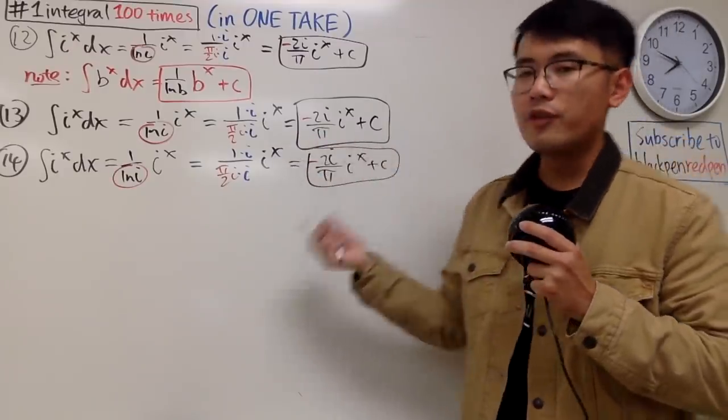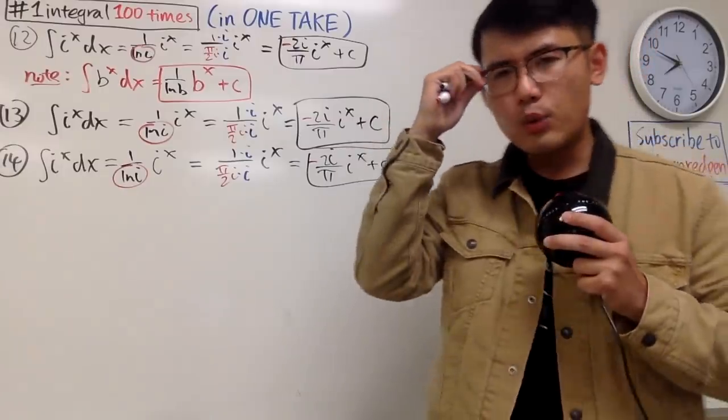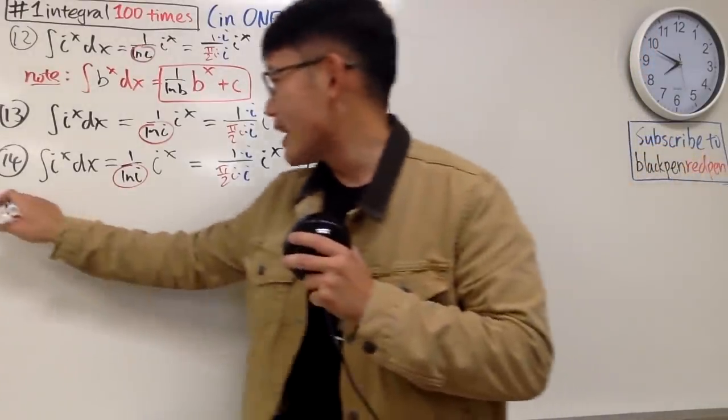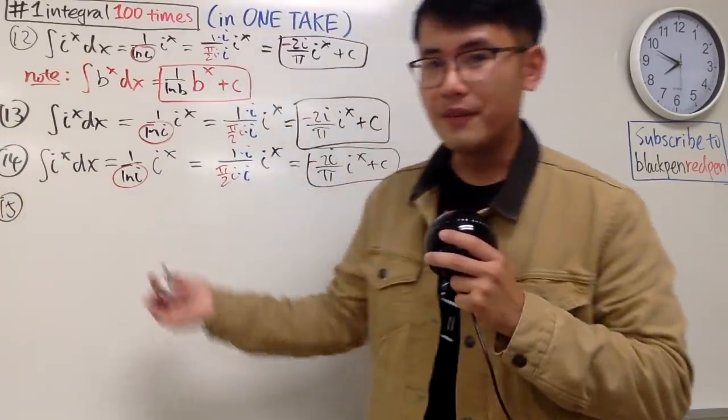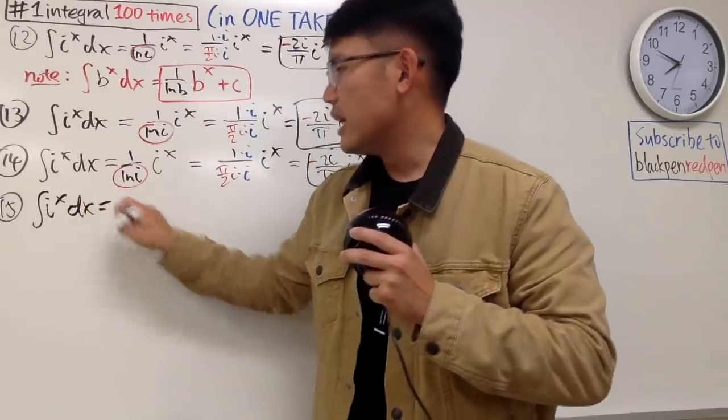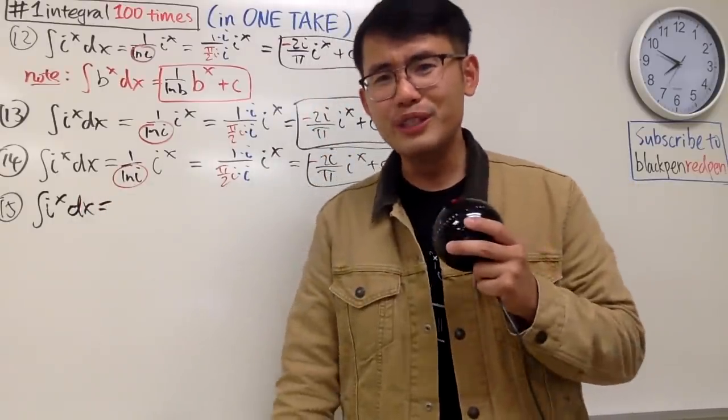And if you check with Wolfram Alpha, this right here will be the answer that Wolfram Alpha will give you. So this right here is legitimate. Thank you. Now, let me show you number 15. Integrating i to the x power dx. Why don't I just do e to the x, right?